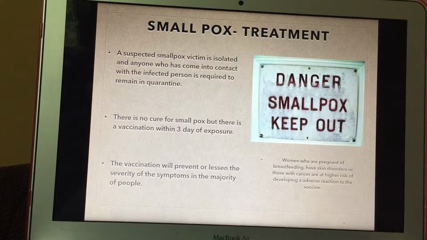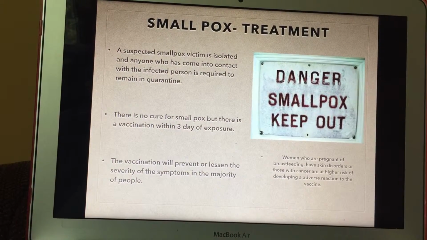Other than that, that is our smallpox presentation, and here are references.